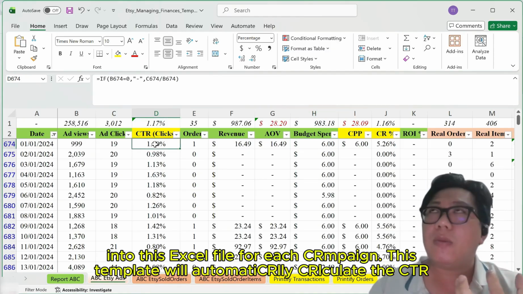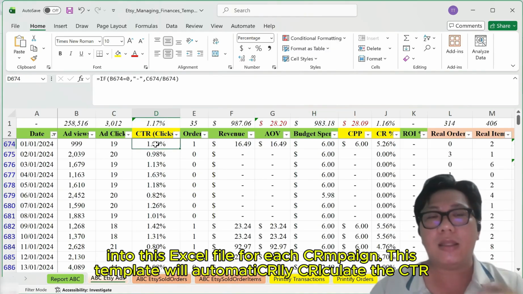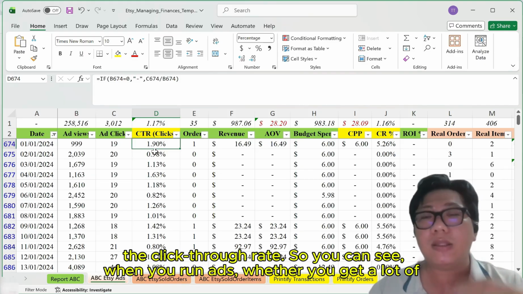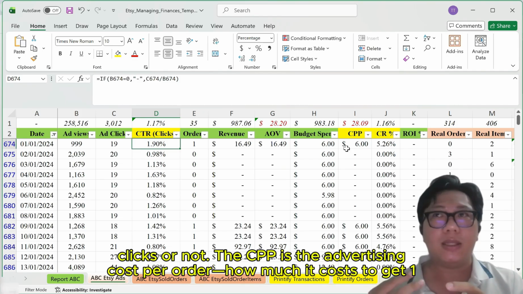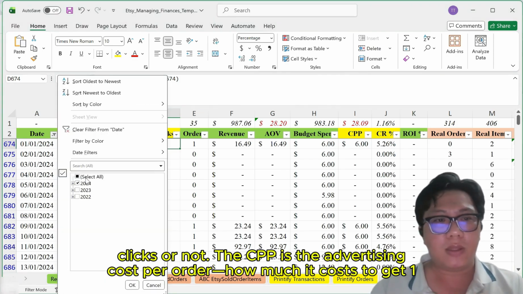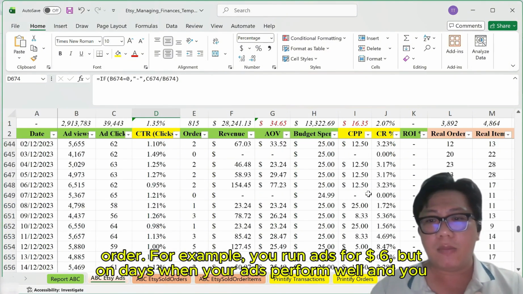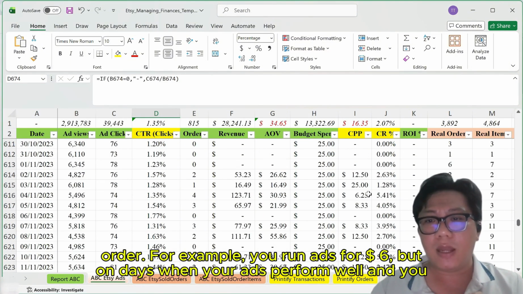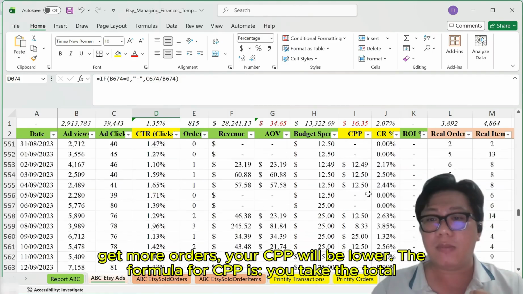This template will automatically calculate the CTR, the click-through rate, so you can see when you run ads whether you get a lot of clicks or not. The CPO is the advertising cost per order, how much it costs to get one order. For example, you run ads for $6, but on days when your ads perform well and you get more orders, your CPO will be lower.